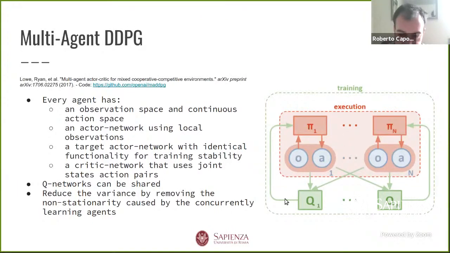So basically, by having this joint action and state space for the Q function, we are sort of reducing the non-stationarity problem that is caused by the fact that we have agents that are executing in parallel in the environment. We reduce this problem at training time. There's no non-stationarity for the agent. So learning is faster, performance is better. Okay.